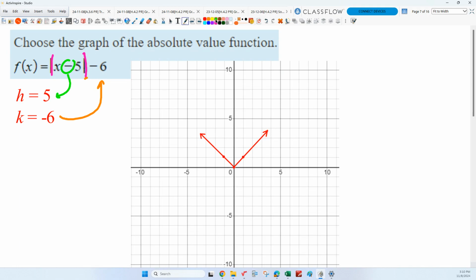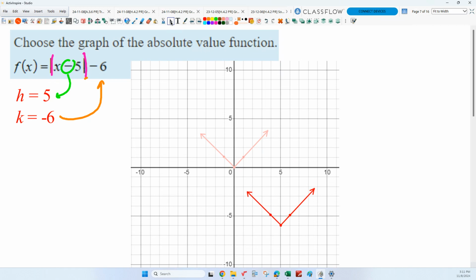So then which direction is this thing being slid? To the right by 5. So I could take my basic V-shaped absolute value function. The graph's going to have the same shape, but I'm going to take that thing and go right by 5 and down by 6. There it is.